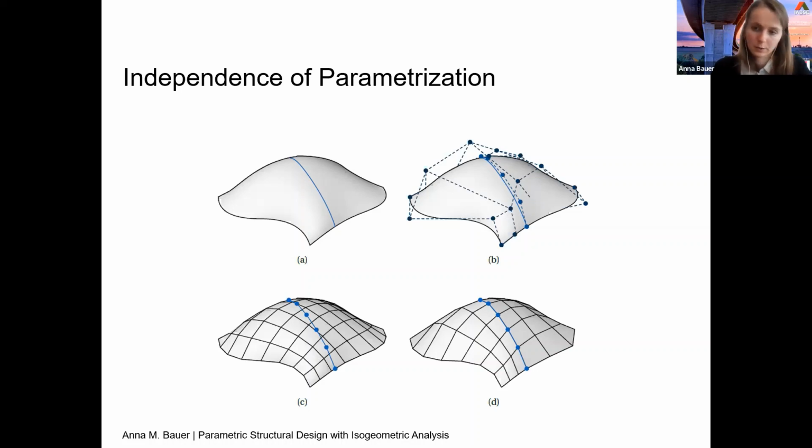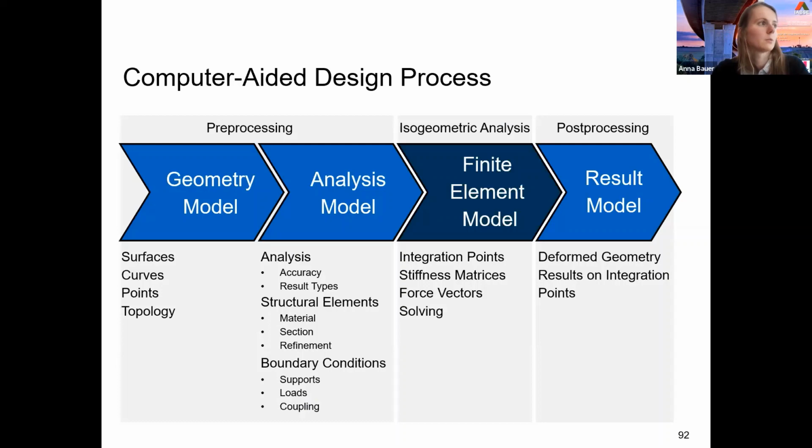So how the workflow looks like, you already saw it before in the video a little bit. So in the first part, like always, we have the pre-processing. So we generate our geometry model where we have the curves, surfaces, points, topology, and things like that. Then we generate the analysis model by defining what type of analysis we want to do, which kind of elements we need, the materials, cross-sections, and things like that. And of course, also the boundary conditions, so supports and loads.